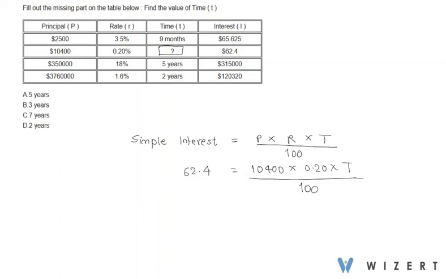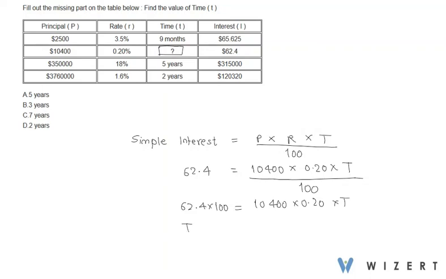Now, in order to find time, we'll simply take all of these numbers on the left hand side. So we'll start with 100. Since 100 is dividing here, it will multiply over there on the left hand side. So 62.4 multiplied by 100 is equal to 10400 into 0.20 into time.